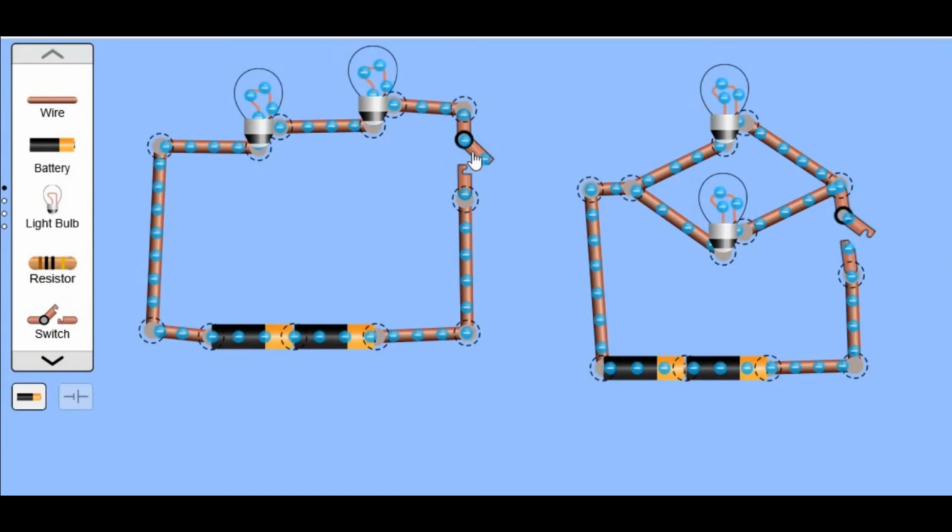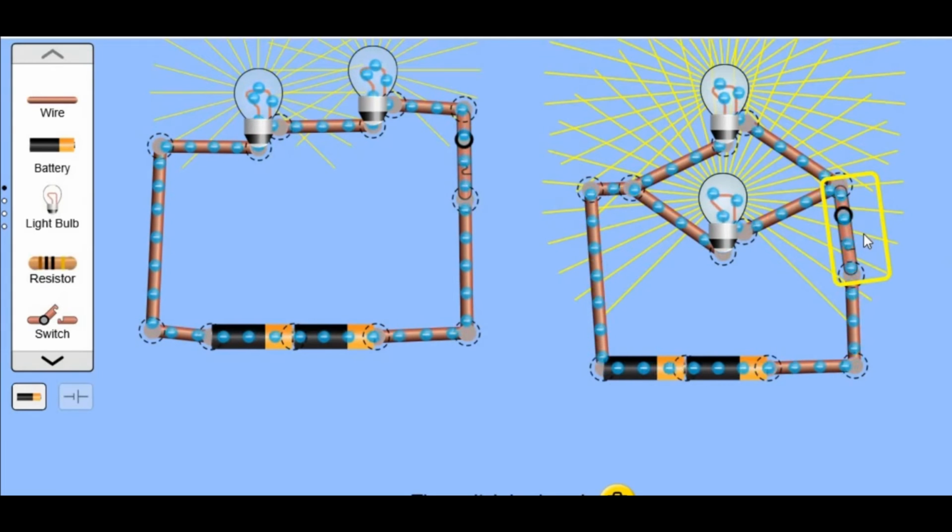I am switching on the first setup and I am switching on the second setup. So in the first setup the rate of flow of charge is a bit slow because the voltage is being distributed across two bulbs when they are connected in series, and the brightness of the bulb is also not that bright.